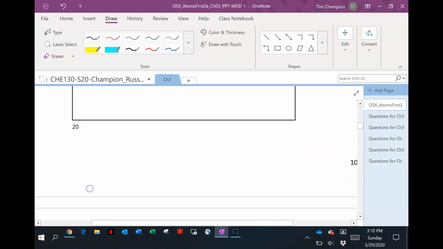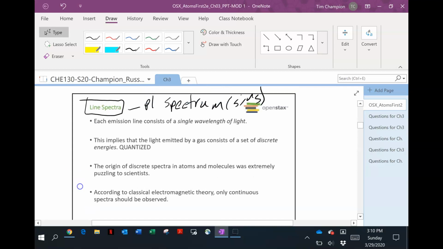But where did those lines come from, right? So go back here to the previous slide. Okay, each line is a single wavelength of light, and that means that's what we call a discrete energy, which is to say it's a single value of energy, and thus that means that the energy is quantized. Now, why on earth would there be only certain energies emitted?